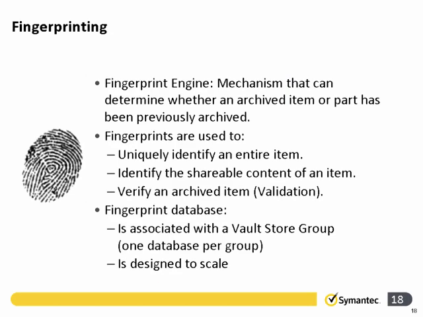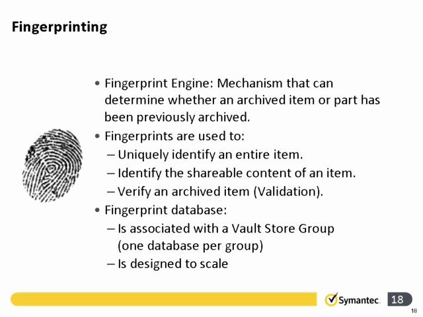So, fingerprinting: we have what we call the fingerprint engine. This is the mechanism that can determine whether an archived item or part has been previously archived. Again, we're going to use the idea of a fingerprint, which is a hashing algorithm that uniquely identifies the entire item. So if there's any content change, the next time I generate a fingerprint, it would get a different fingerprint. If it has two different fingerprints, I have to assume they are two different items and not available for sharing.